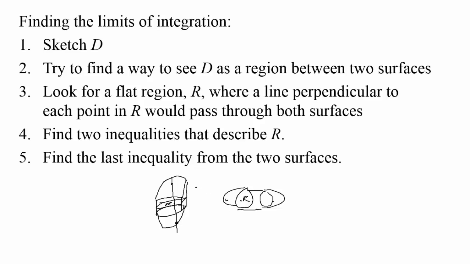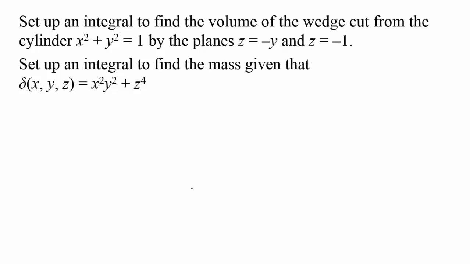So let's look at an example so you get an idea of how this is done. We're supposed to set up the integral to find the volume of the wedge cut from the cylinder x squared plus y squared equals 1 by the planes z equals negative y and z equals negative 1. Okay, so let's start sketching this. That was our first step.